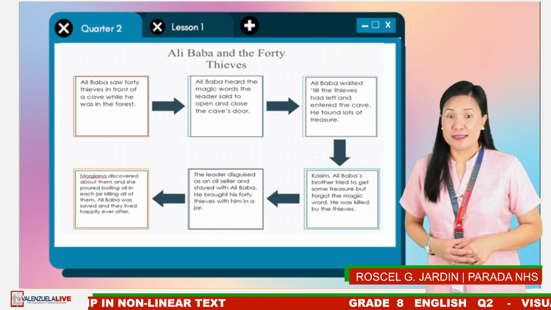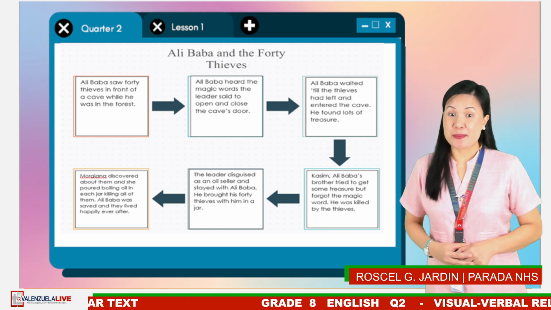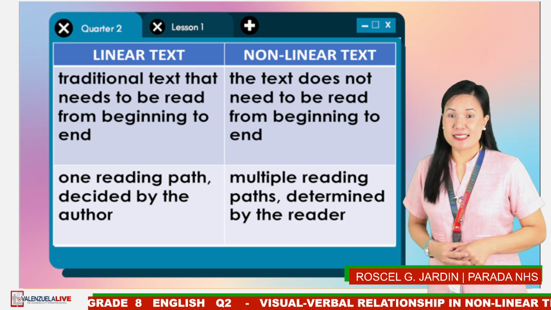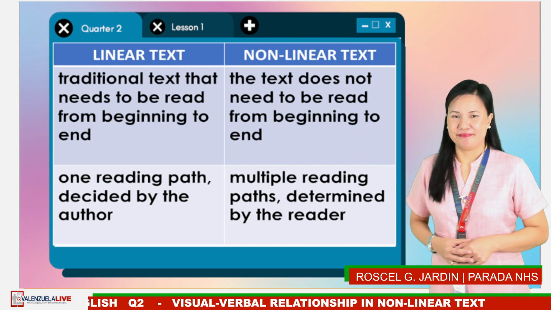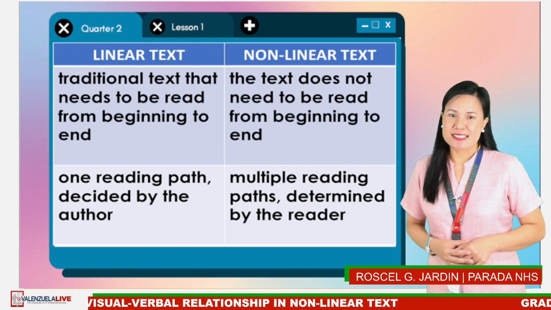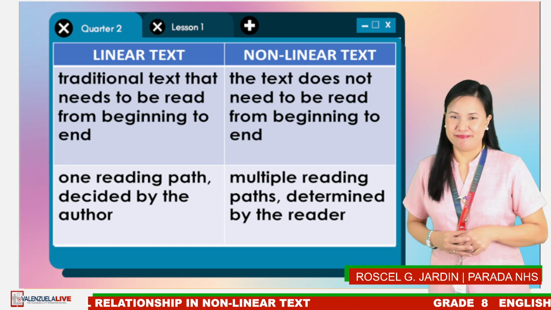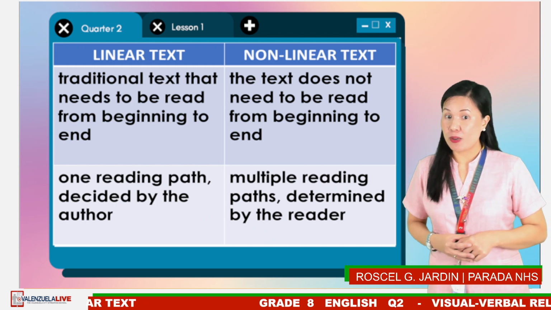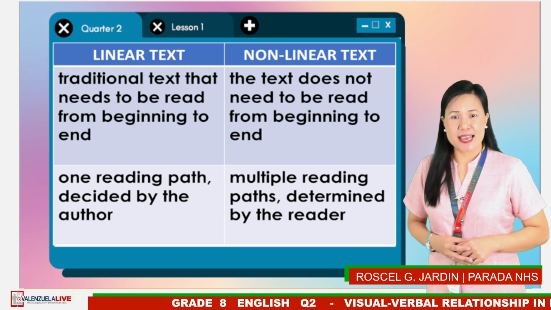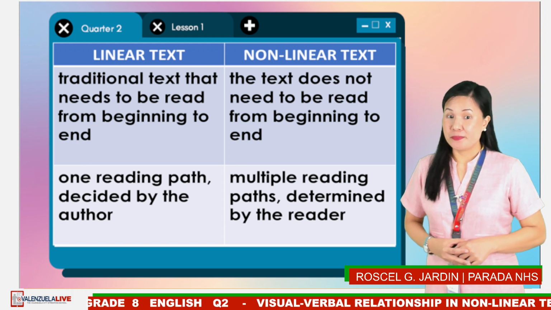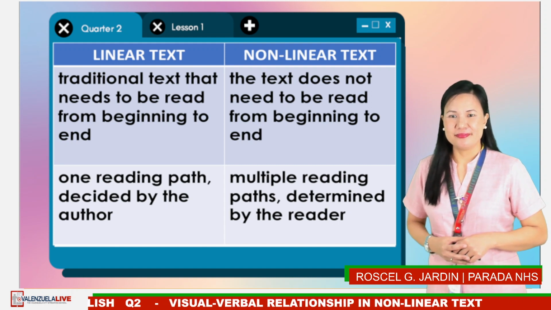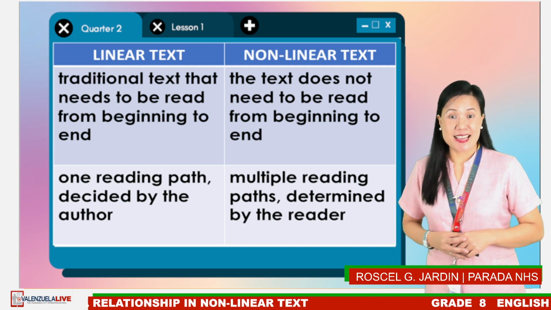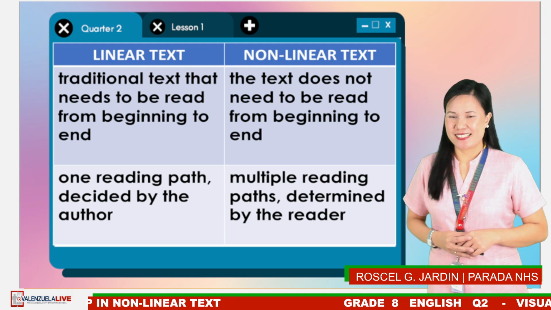Let us try to compare the linear and nonlinear texts using a table. Linear text, traditional text that needs to be read from beginning to end. The nonlinear text, the text does not need to be read from beginning to end. The linear text has one reading path decided by the author. The nonlinear text has multiple reading paths determined by the reader. The linear text includes printed texts. Nonlinear text includes digital texts.